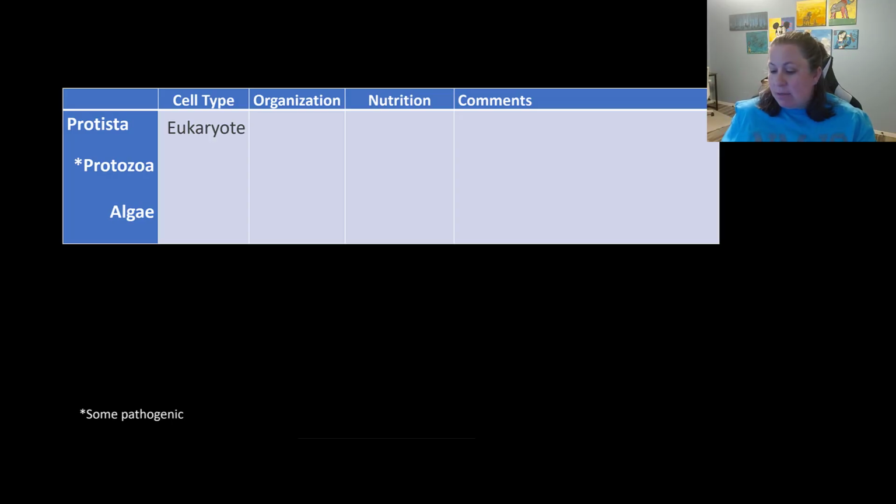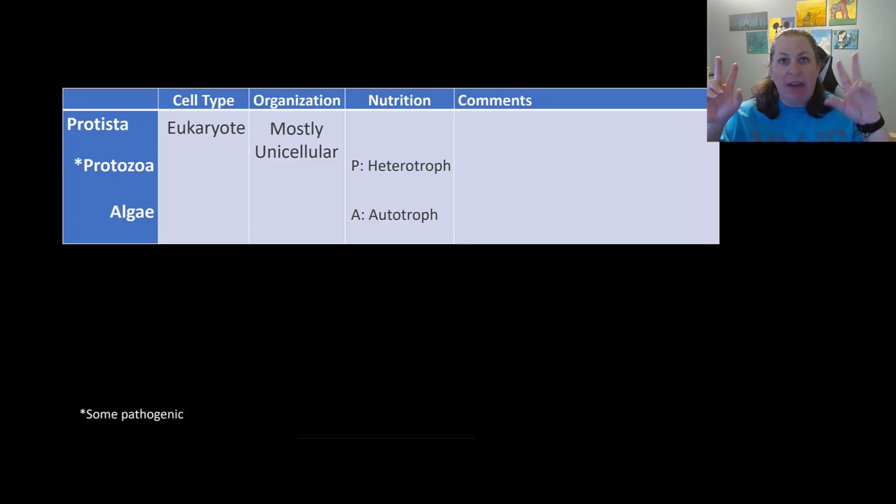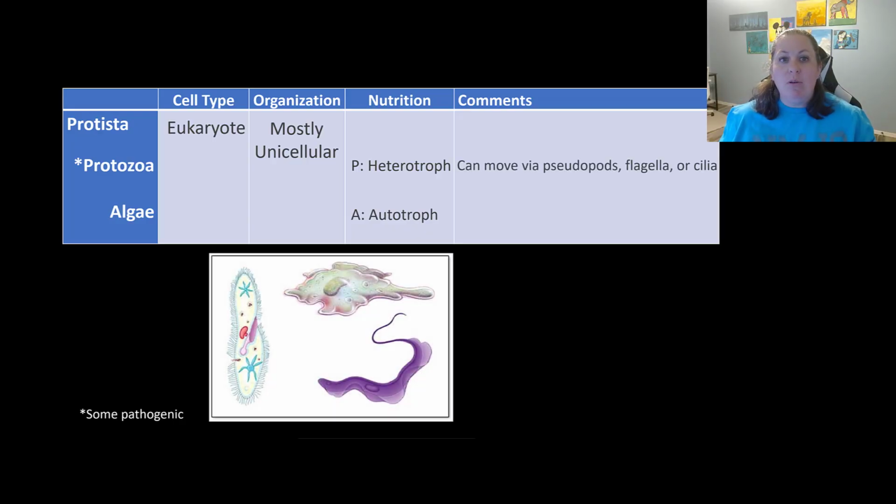Their organization is mostly unicellular. Now, again, there are some exceptions because when we look at algae and you look at seaweed, obviously that's a multicellular organism. Okay, so there are some exceptions to the rule here, but most of them are unicellular. Now, if we look at protozoa, they are definitely heterotrophs, whereas algae are the autotrophs. And when we look at protozoa, another thing is we term them as being kind of animal-like. And the reason they're considered animal-like is they are heterotrophs, they eat their food, but also they move.